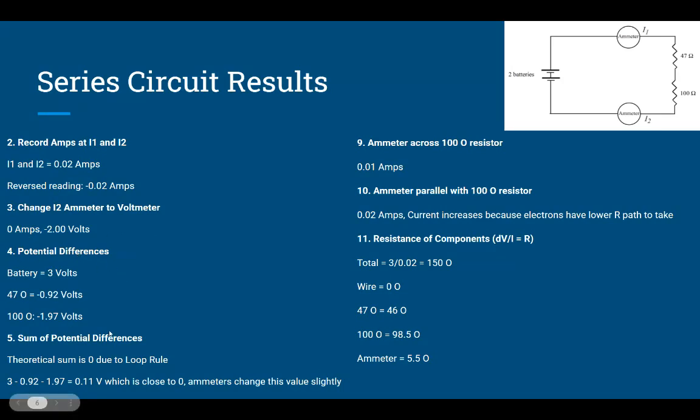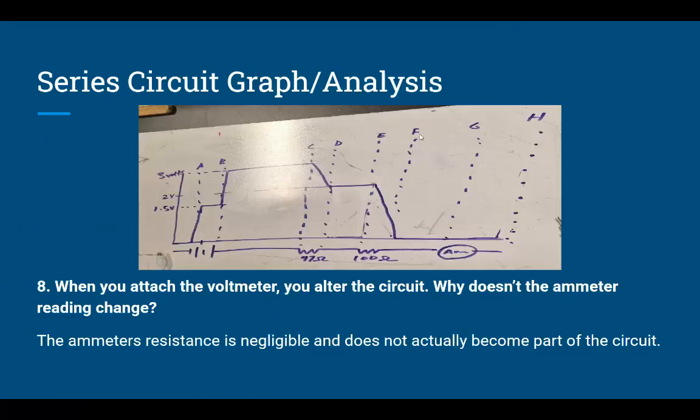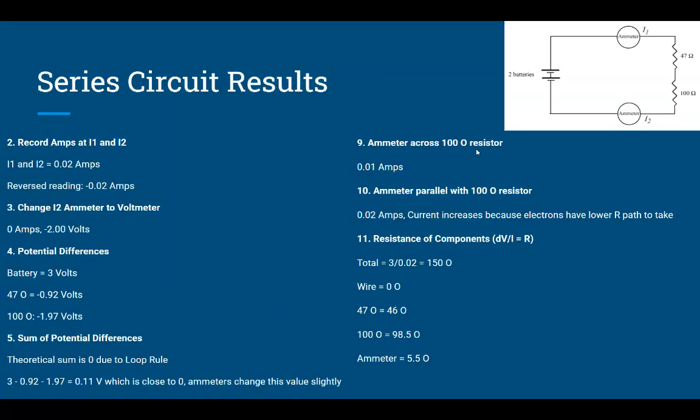The potential difference, so the battery is 3 because 1.5 each, and these are our measured values. When we sum this, we actually had 0.11, which is very close to 0, but as we'll see later, some resistance causes this to be different thanks to ammeters. And then we checked it across the 100 resistor, and we got 0.01 amps. And then when we made it parallel, it actually increased to 0.2 amps because current increases because the electrons had a lower R path to take because they could go through the ammeter.